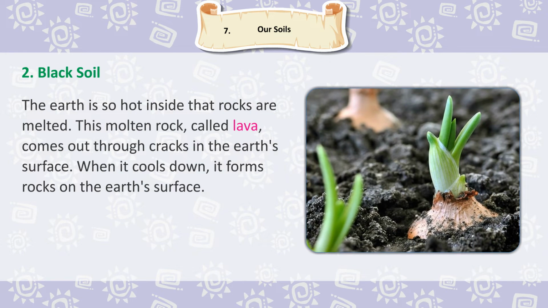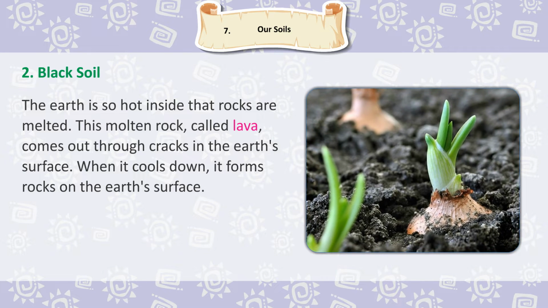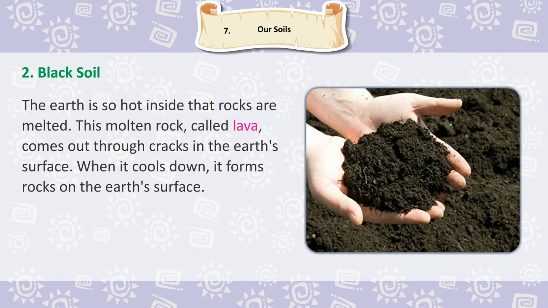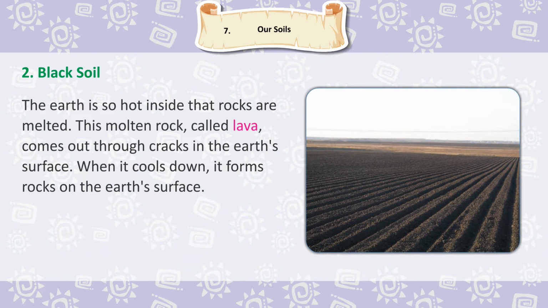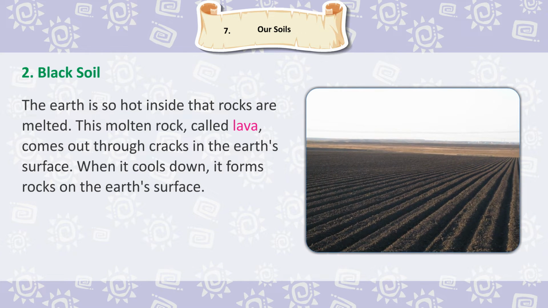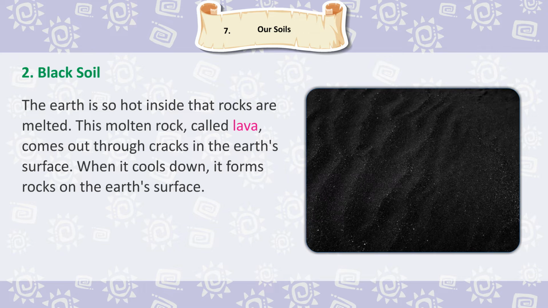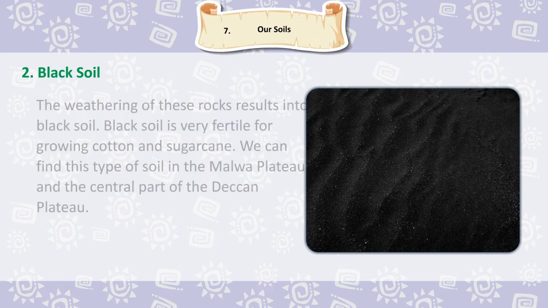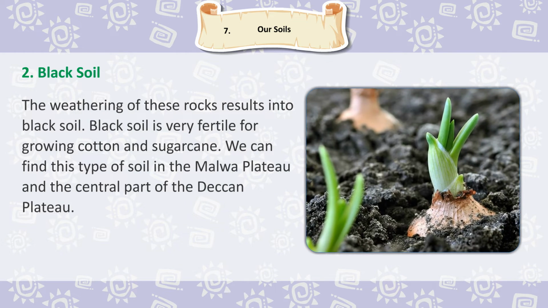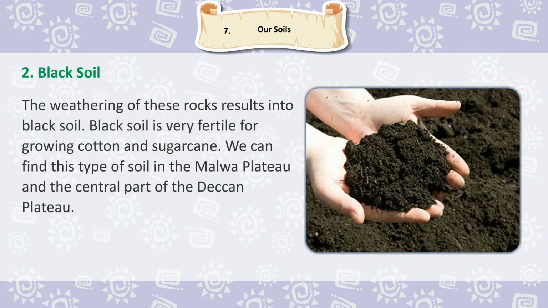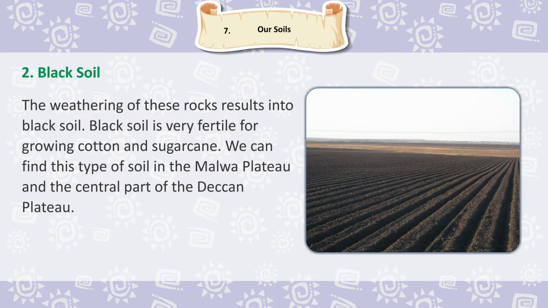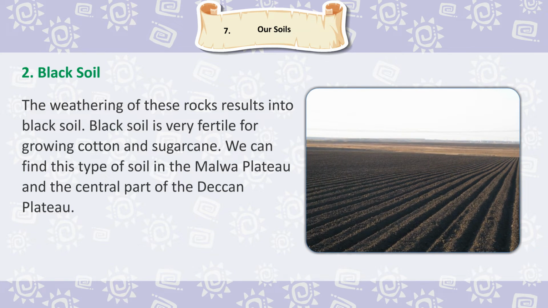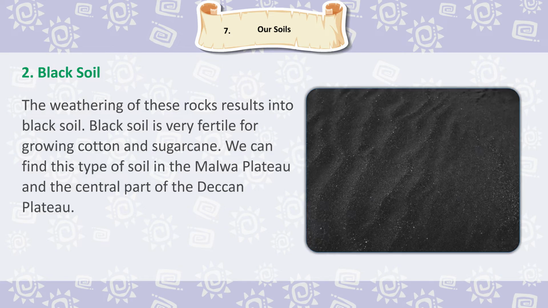2. Black soil. The earth is so hot inside that rocks are melted. This molten rock called lava comes out through cracks in the earth's surface. When it cools down, it forms rocks on the earth's surface. The weathering of these rocks results into black soil. Black soil is very fertile for growing cotton and sugarcane. We can find this type of soil in the Malwa Plateau and the central part of the Deccan Plateau.